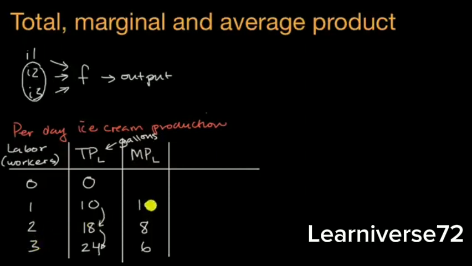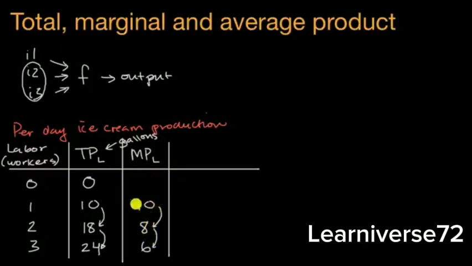And so you're going to have what's known as a diminishing marginal return. And you see that right over here. As you're adding more and more labor, your marginal return is getting smaller and smaller. So this is a diminishing marginal return.